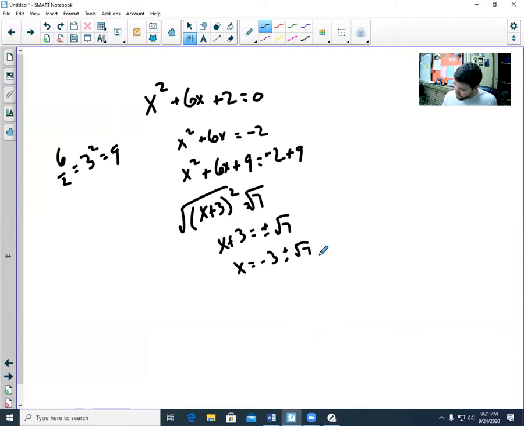Okay? So the last thing I really want to talk about is completing the square when the coefficient is not equal to 1. When the coefficient is not equal to 1, we just have to pay attention to that because it's a big deal.